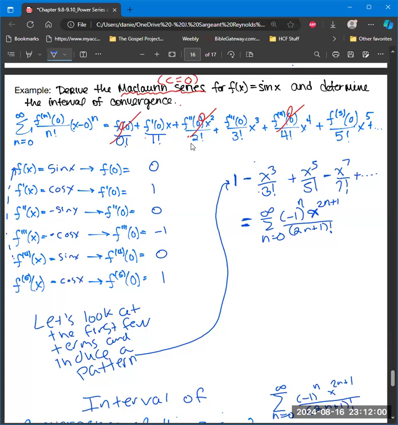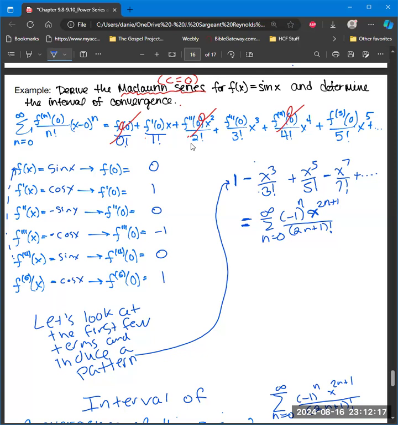The first thing we're going to do is take the derivatives out for sufficiently many to determine the pattern here. So we get f of x is sine, and then f prime of x is cosine, and then f double prime is negative sine, and then f triple prime is negative cosine.